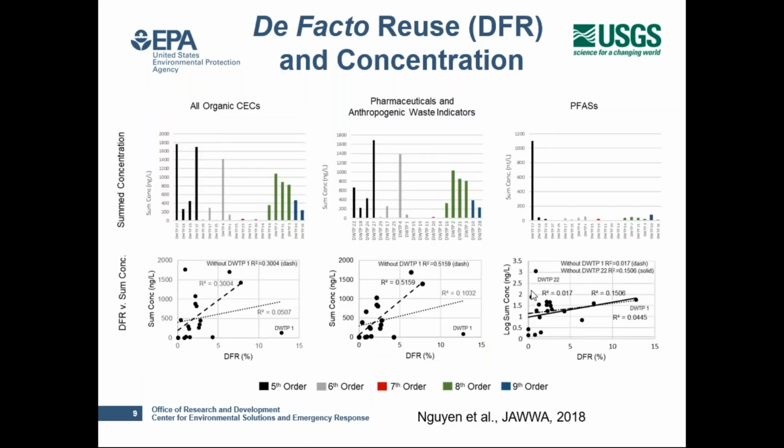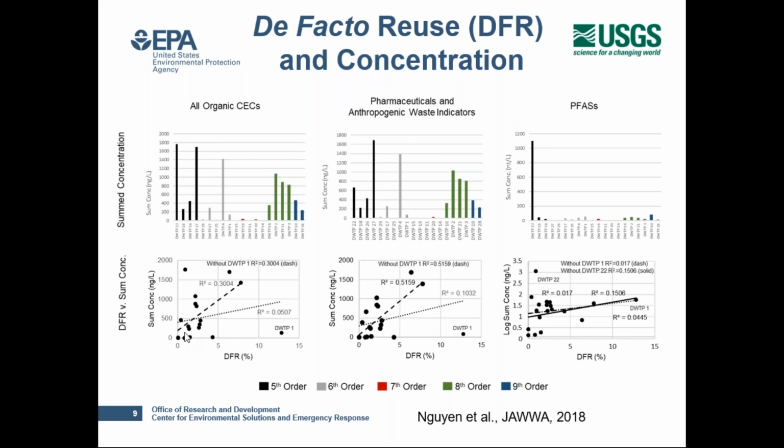And I know this slide has a lot going on, so let me try to step through it a little bit more. On the top left, we have the organic contaminants of emerging concern, so all the organics. These are the concentrations summed across them, and then we compared the sum concentration, plotted against the percent de facto reuse based on the model.